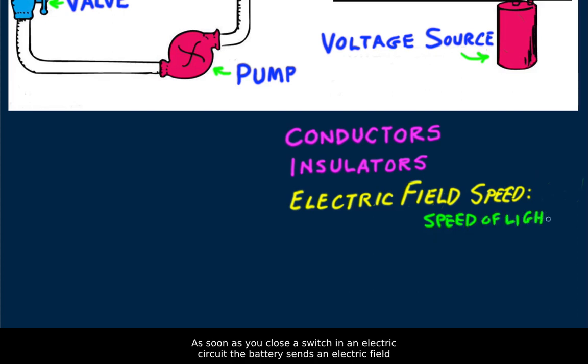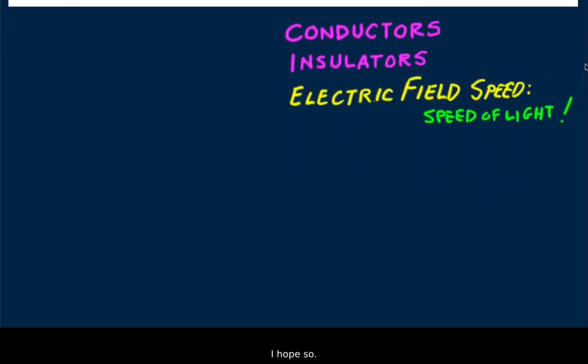As soon as you close a switch in an electric circuit, the battery sends an electric field instantaneously through all parts of the circuit. So the electric signal travels at the speed of light. This is like marchers in a parade. As soon as each person hears the signal "forward march," all step together. So it is with electrons in a circuit. The signal to move travels enormously faster than the motion of any individual. Is this information yum? I hope so.